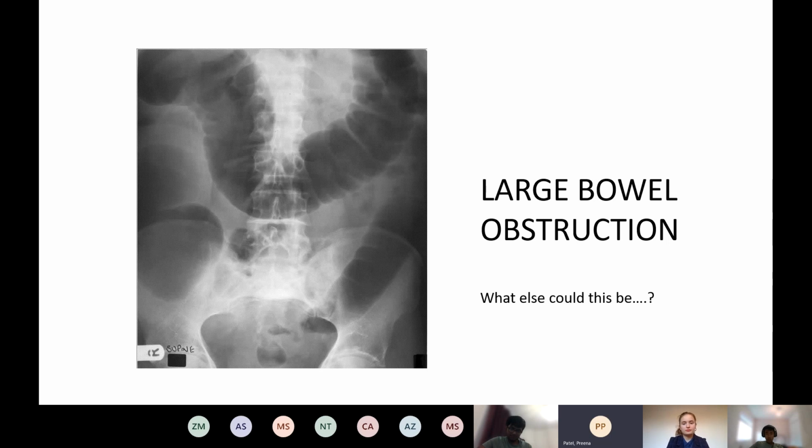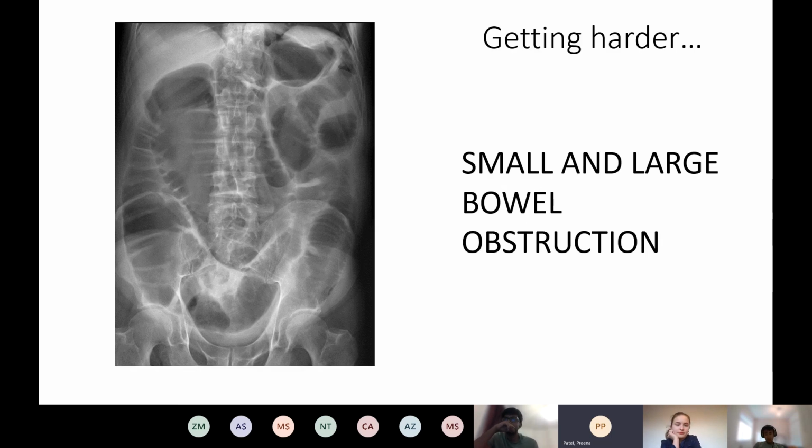It's also why, if you refer to a surgeon and ask, can you fix this person's obstruction? They'll say, get me a CT. It's not just because every surgeon wants a CT to see everything before they have their surgeries, but because they want to rule out a lot of things. Okay, so getting harder, next one.